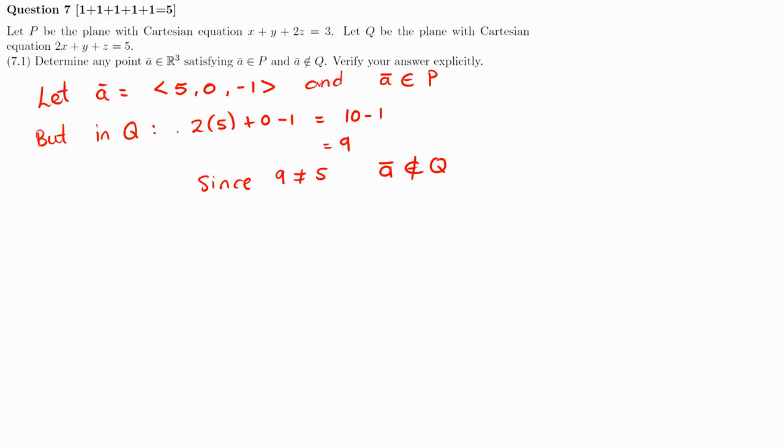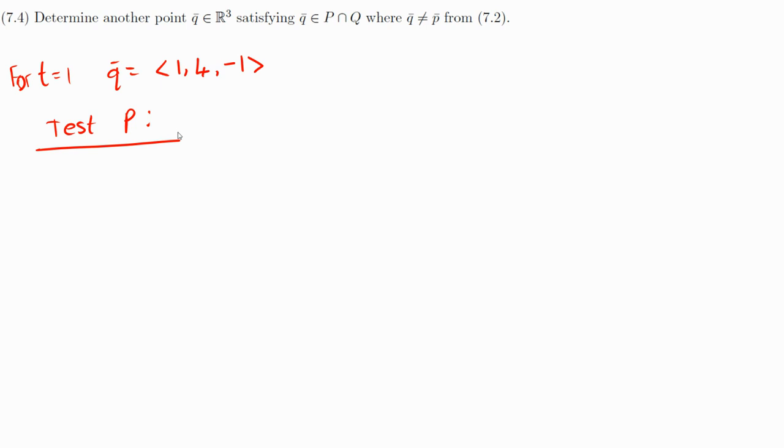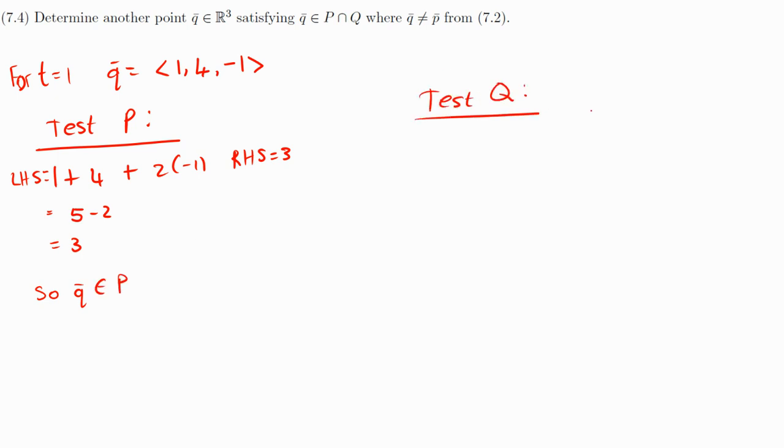Okay, so P is then 1 plus 4 plus 2 times minus 1. This is the left-hand side, remember? So it should be 3 at the end. Let's go test. So this is 5 minus 2, which is indeed 3. So the left-hand side is equal to the right-hand side. So this P is an element of P, and then test Q.